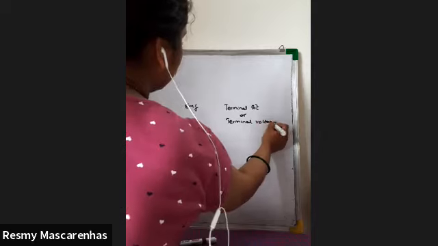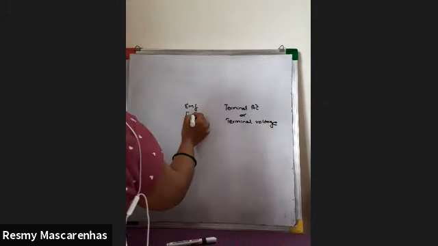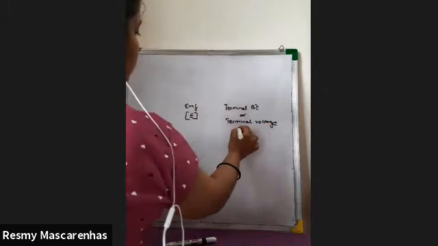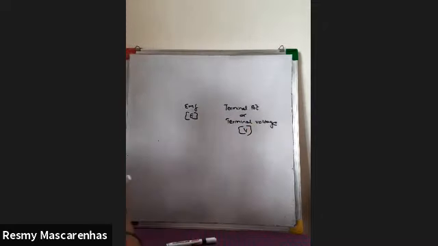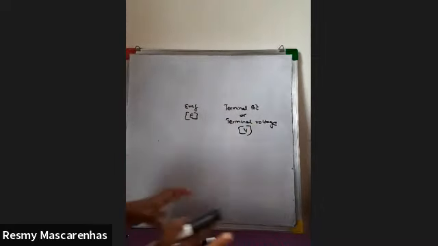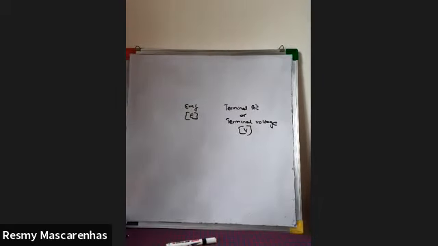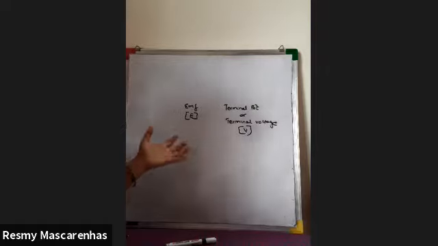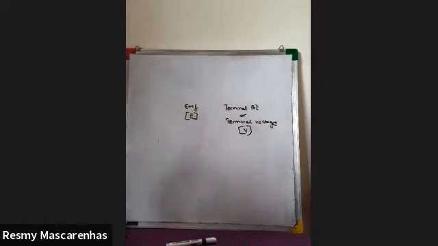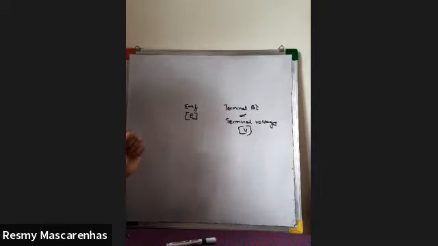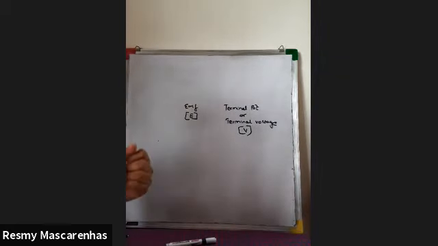It's very, very important. EMF is denoted as E. Terminal potential is denoted as V. Both are voltages. But one is called EMF, another one is called terminal potential or terminal voltage. Now, what is the difference between the two? Briefly, I will tell you all.